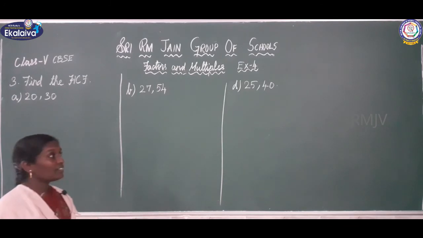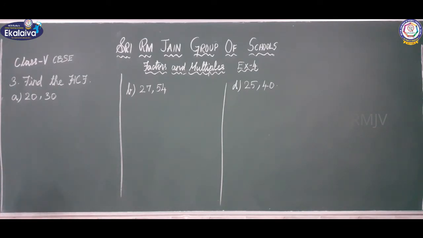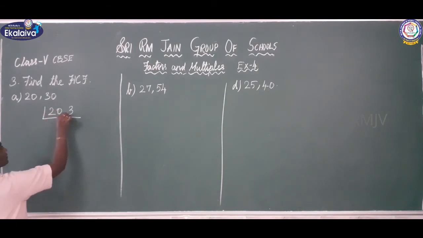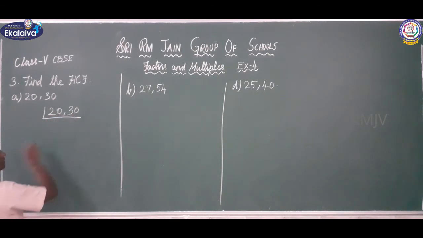The next question, find the HCF for the given two numbers, 20 and 30. We are going to use the L division method, 20 and 30. First we have to find out the prime factor which divides both. Prime factor for 20 and 30.